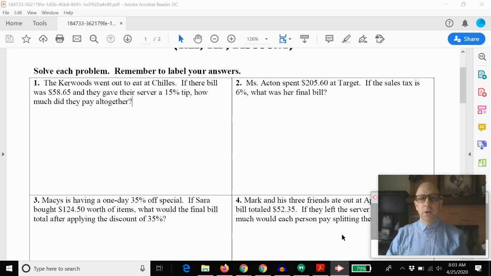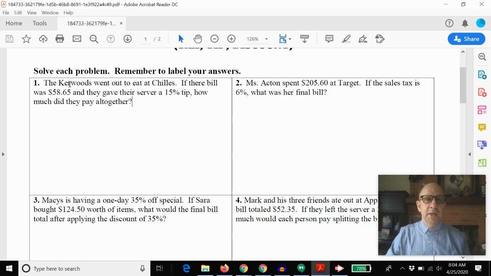So we're going to talk about tax and tip. In the last video, or earlier in the year, we were talking about percents and discount price, and then fractions, decimals, and percents. So all of that stuff is related. Let's take a look at this first problem.